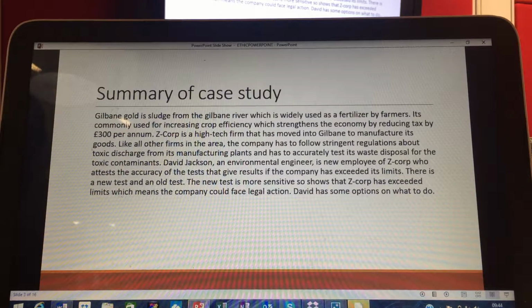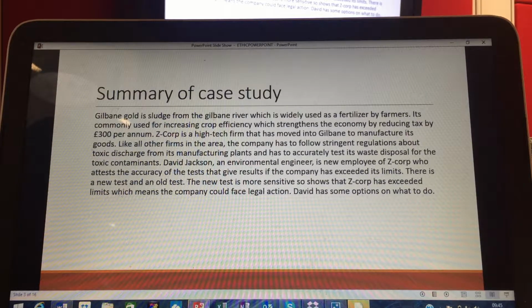Like all other firms in the area, the company has to follow stringent regulations about toxic discharge from its manufacturing plants and has to accurately test its waste disposal for the toxic contaminants. David Jackson, an environmental engineer, is a new employee of Z Corp who attests the accuracy of the tests that give results if the company has exceeded its limits.